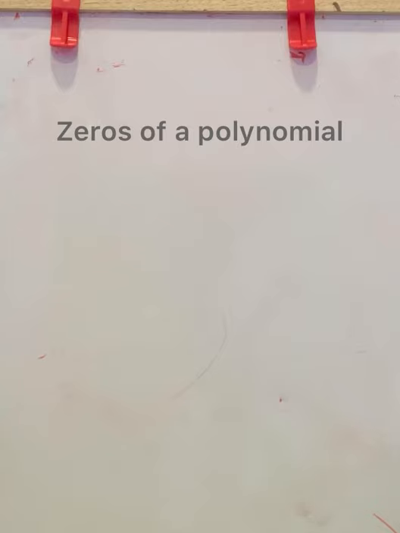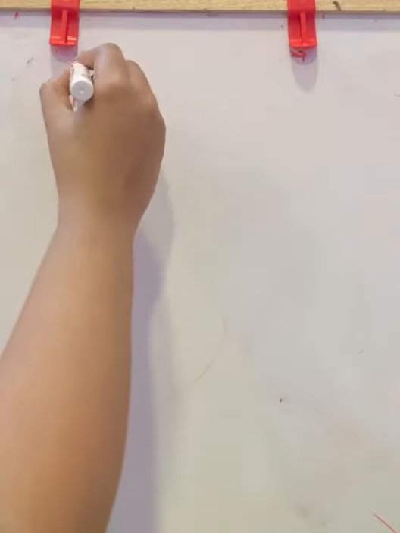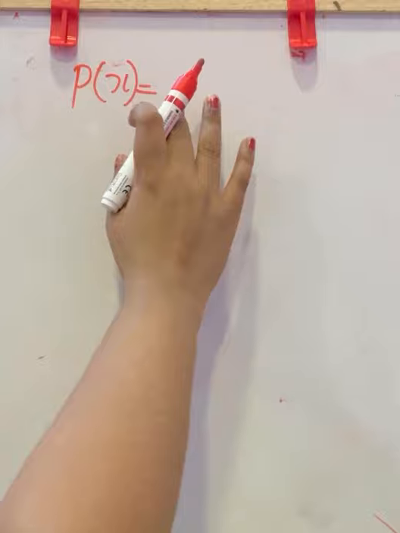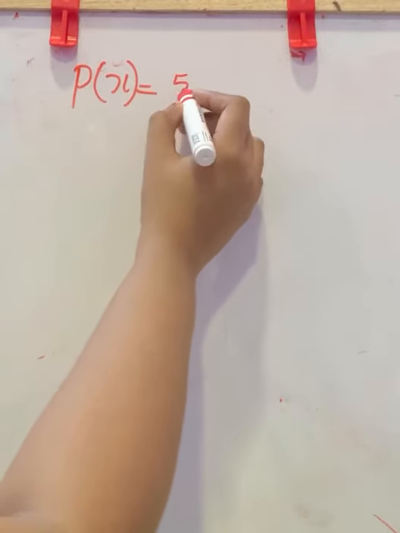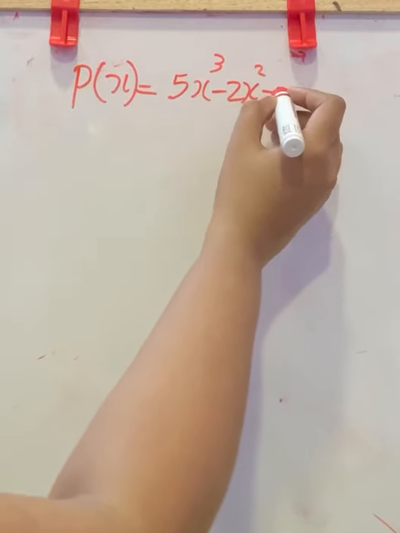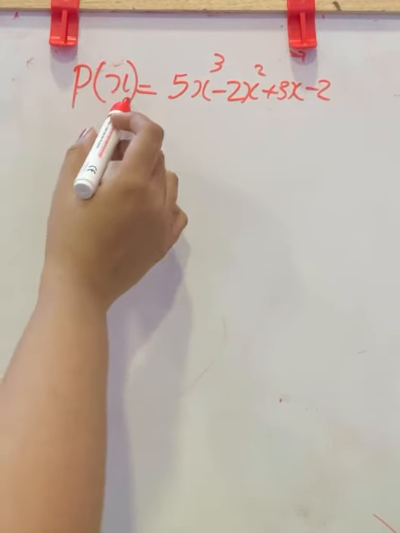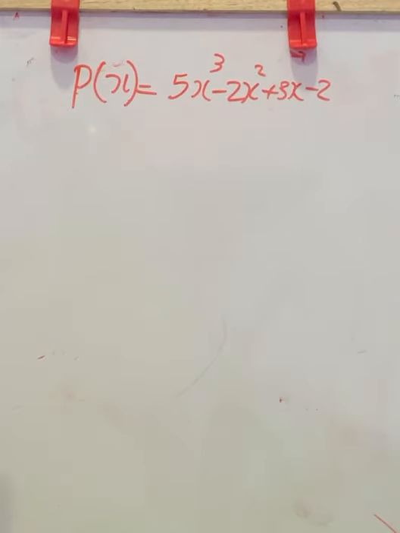Namaste. Today we will discuss zeros of a polynomial. Before that, let us substitute some values for the given polynomial. If it is in the variable x, we will name it p of x. That is, p of x is equal to 5x cube minus 2x square plus 3x minus 2. This is a polynomial in x.